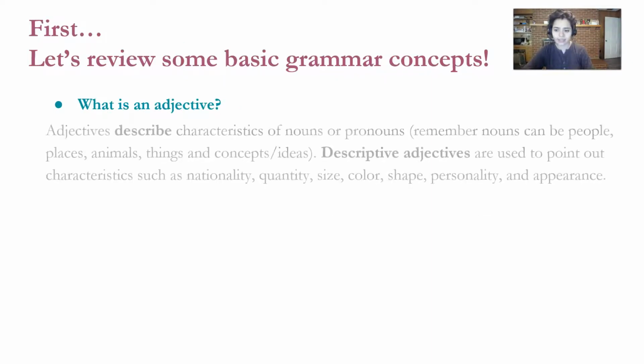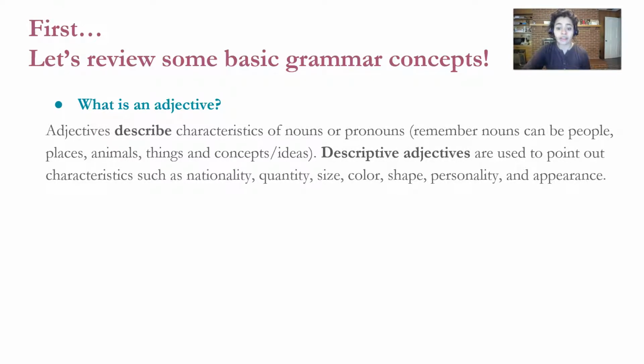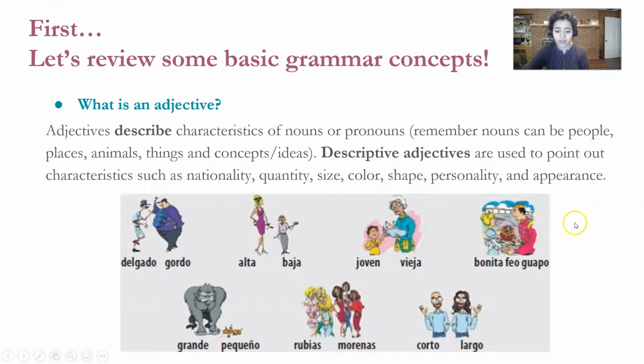What is an adjective? Adjectives describe characteristics of nouns or pronouns. Remember that nouns can be people, places, things, animals, but also concepts and ideas. Descriptive adjectives are used to point out characteristics such as nationality, quantity, size, color, shape, personality, and appearance. Here we have some examples from the book.